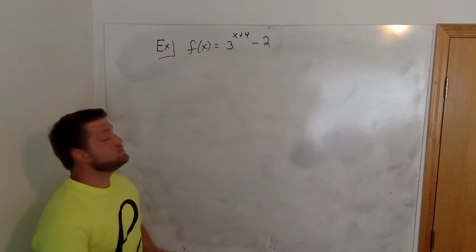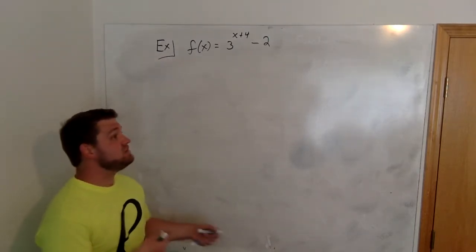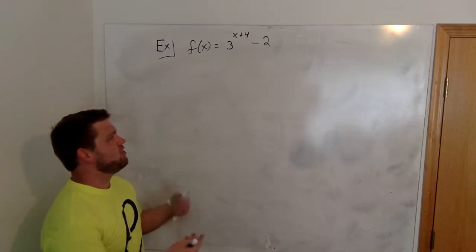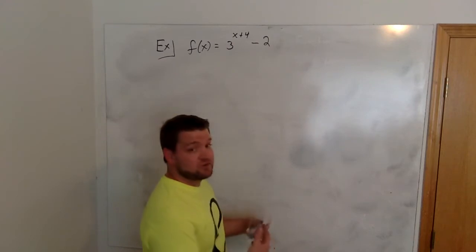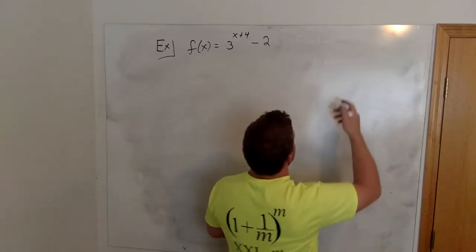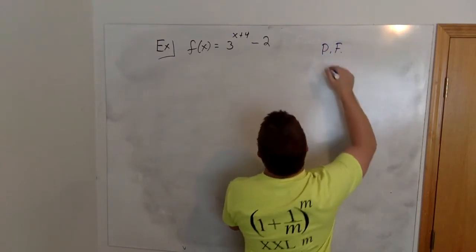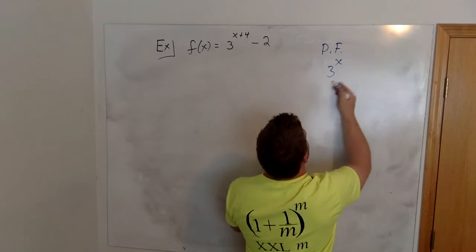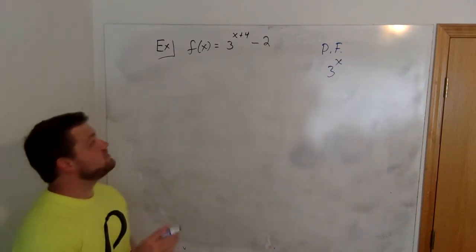So how are we going to do this? What we're first going to do is recognize what our basic exponential function is, or what I'll call our parent function. It's a common term to use when we're talking about toolkit functions that have been transformed. So our parent function is 3 to the x. This is the function that's being transformed. Now I want to know what has happened to 3 to the x.